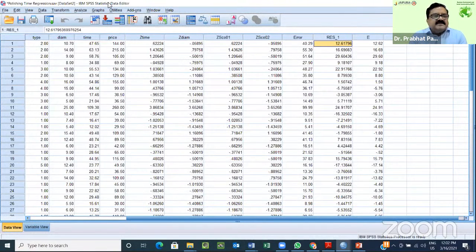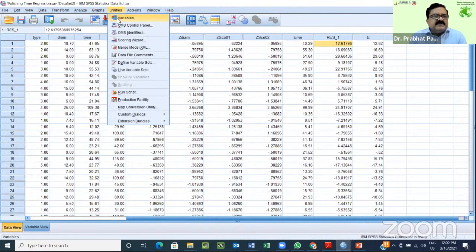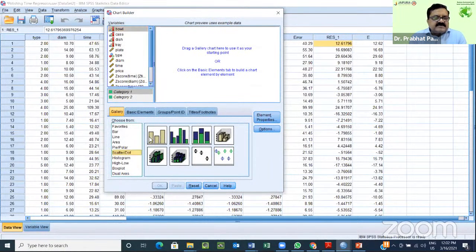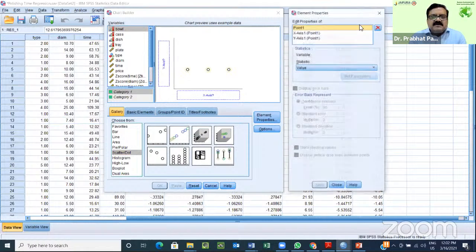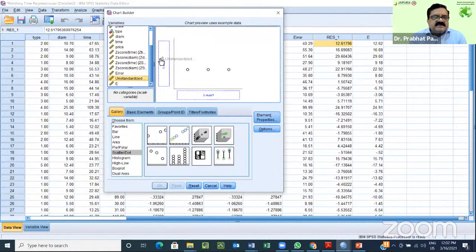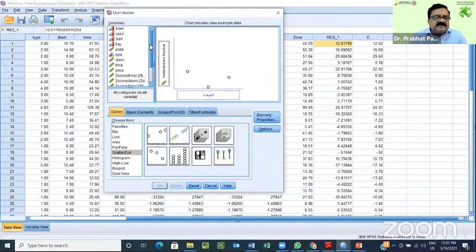Now let's treat the error. So let's have a look at how the distribution of the error is. So we go to chart builder, go to scatter diagram, and try to create one diagram out of it. So let's say we take the unstandardized error over here, and across the variable that we have on the x side. You can plot it against the x or against the y as well. So let's say diameter.